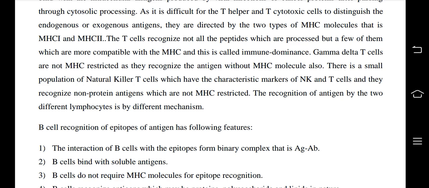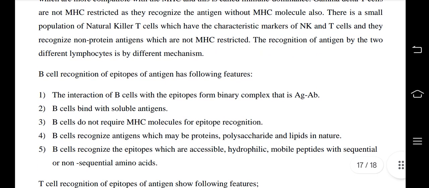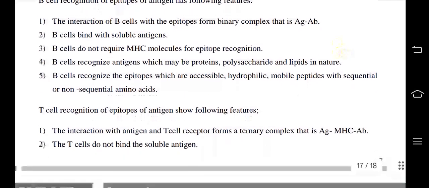The recognition of antigen by the two different lymphocytes is a different mechanism. B cell recognition of epitopes of antigen has the following features. The interaction of B cell with epitopes forms a binary complex, that is AG-AB. B cells bind with soluble antigens. B cells do not require MHC molecules for epitope recognition. B cells recognize antigens which may be proteins, polysaccharides and lipids in nature. B cells recognize the epitopes which are accessible hydrophilic mobile peptides with sequential and non-sequential amino acids.